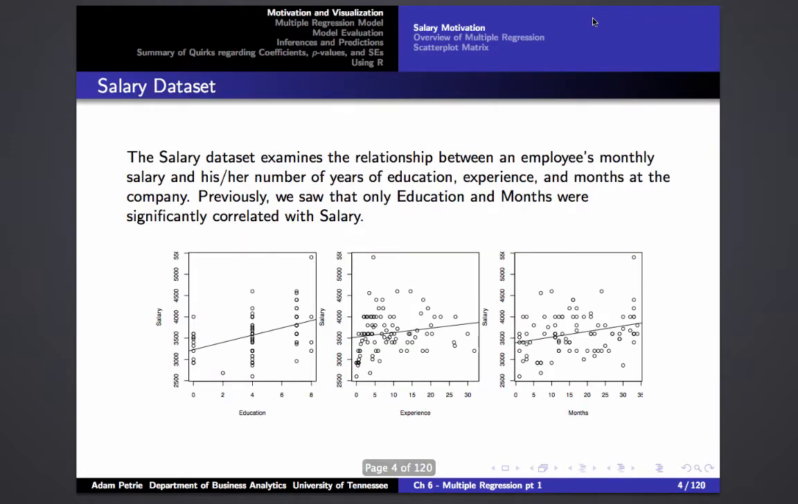Let's start out with a little bit of motivation, and let's go to a data set that we've spent a lot of time talking about, the salary data set, where we have about 80 or 90 employees at a company, and we've studied how the monthly salary varies versus the employee's number of years of education post-high school, the years of experience they had before getting hired, and the number of months they had already spent at the company. Looking at these three scatter plots, we see that each of these predictor variables looks to have a positive association with salary. So there's no nonlinearity going on, and a simple linear regression model is appropriate.